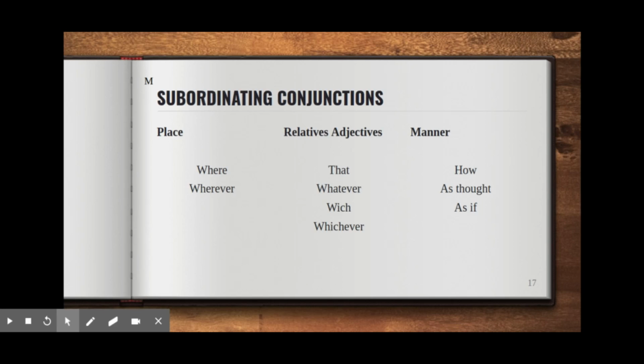There are also more subordinating conjunctions such as place, relative adjectives, and manner. For place, we have where and wherever. For relative adjectives, we have that, whatever, which, and whichever. And for the last one, we have how, as though, and as if.